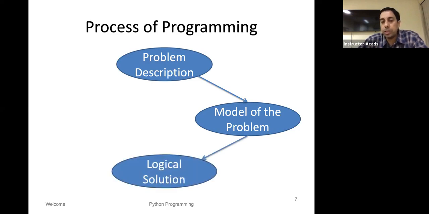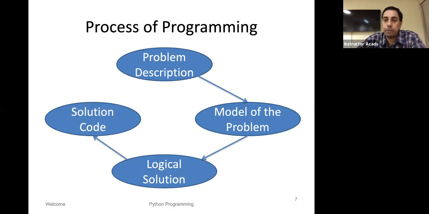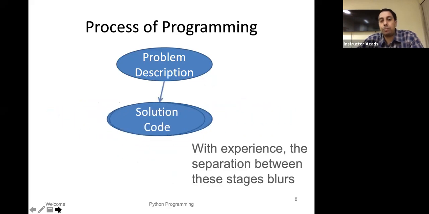Then you come up with a logical solution, and this is what is usually called an algorithm. For the purposes of this course, the algorithms will be very simple. They'll be straightforward. And then once you come up with a logical solution, you write the code. You pick a programming language that you are comfortable in, and then write the code in that. So this course will help you, once you get a logical solution, to write the code in Python. Okay.